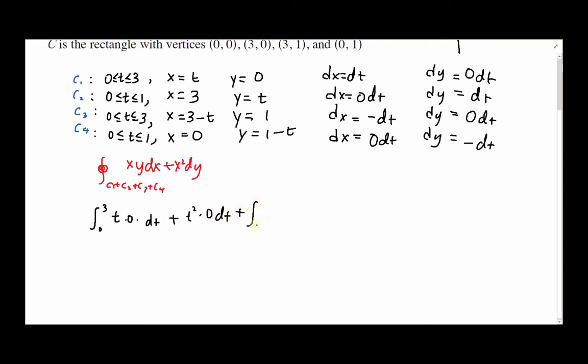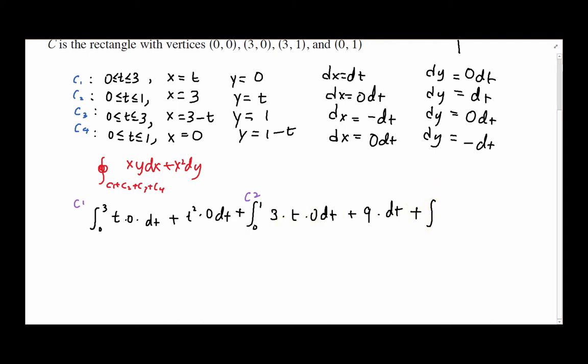Now let's go to C2. It's between 0 and 1, and again our x is 3, y is t. Make sure you look at our second row. Our dx is 0 dt, so it cancels out, and then x squared is 9, and times dy is dt. So it's not completely gone, only this part is gone.